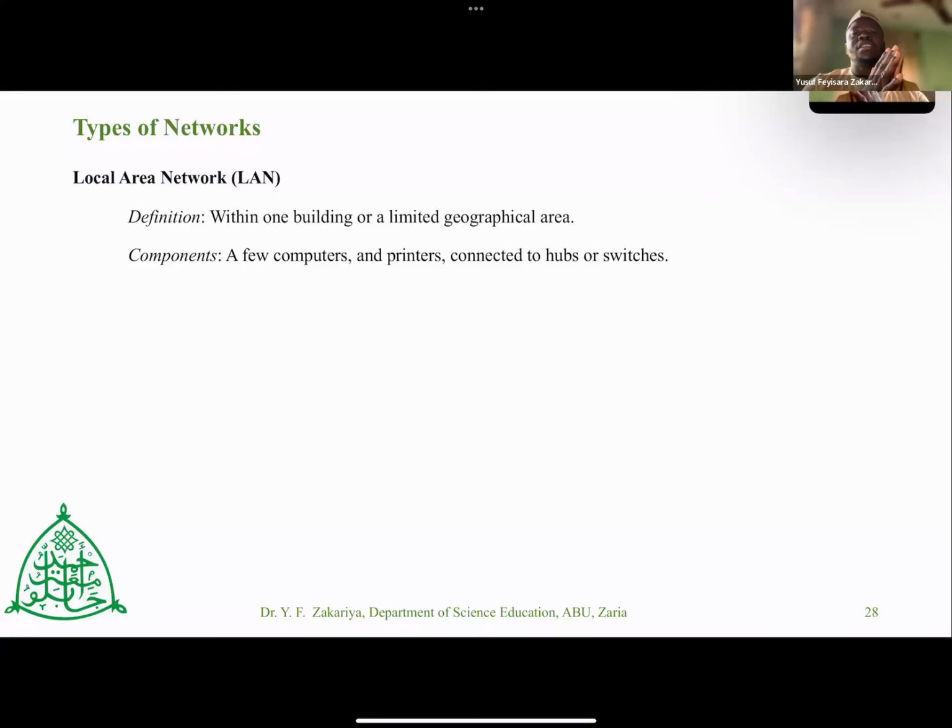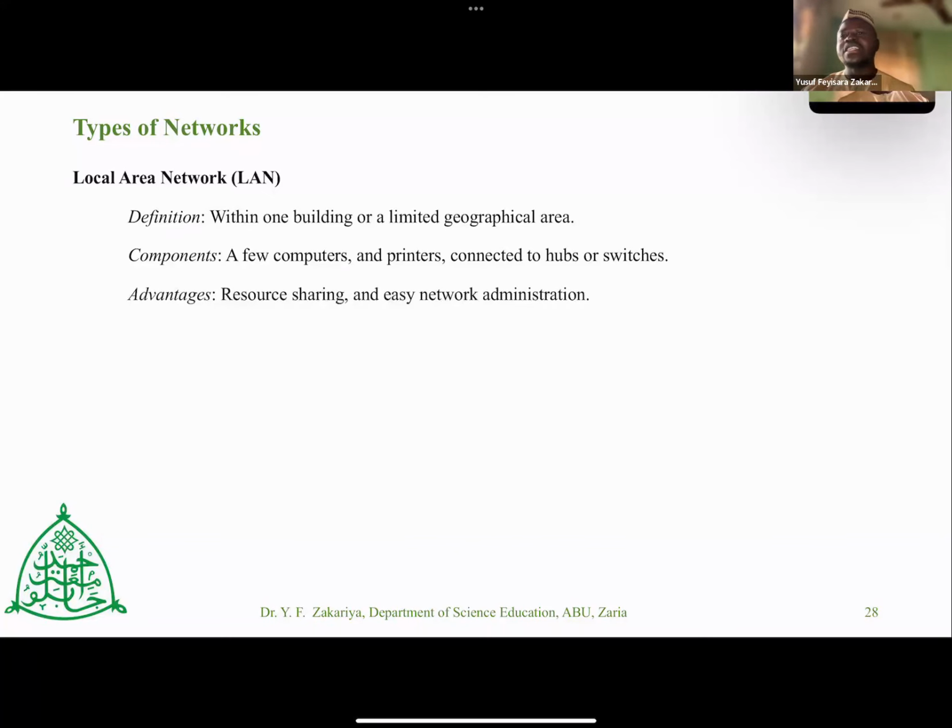So a local area network is within a building or a limited geographical area. Like in a bank, where you have the access only when you are in that branch of the bank. A few computers or printers, that's why you go to the bank, they attend to you and want to print your NIN slip, they will send it from their own computer and go to one printer at a distance and pick it from there, because the printer is networked with that computer. So that is what we call local area network.